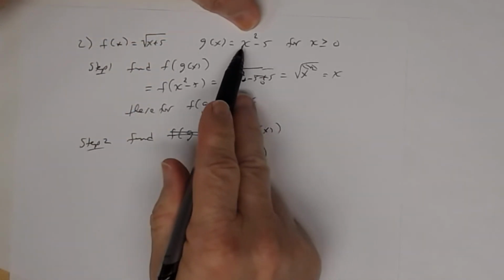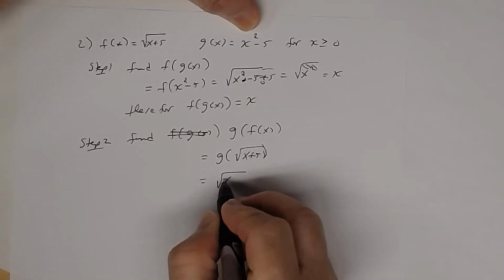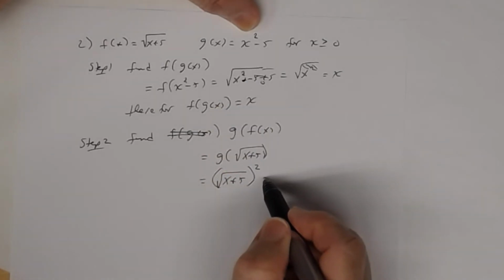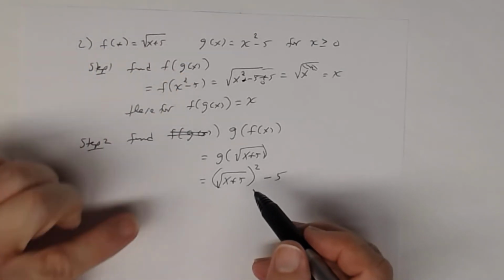So I get this. I get x, which I'm going to substitute f of x, which is the square root of x plus 5. But remember, I'm squaring that, so don't forget to put the square right there, and then minus 5. So everything you write must be mathematically correct.